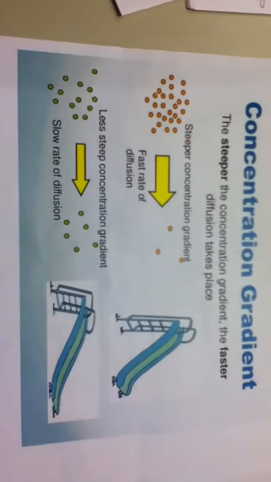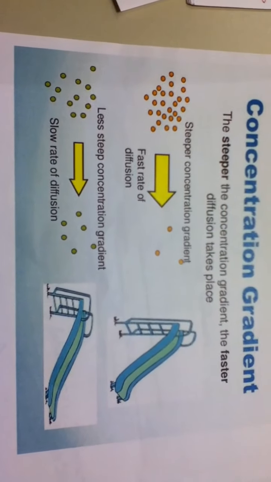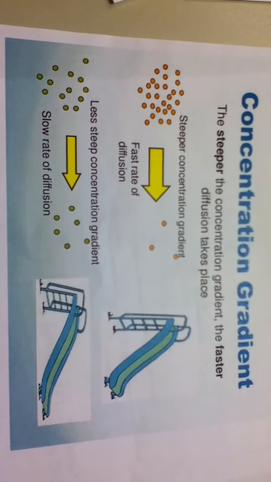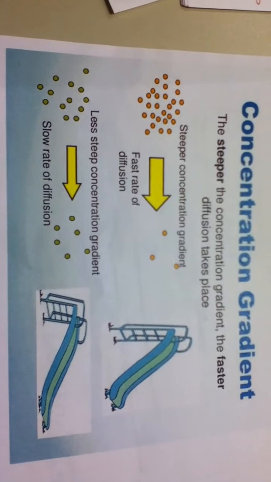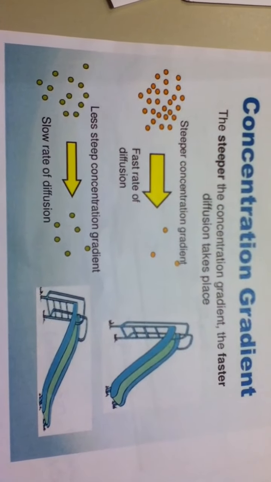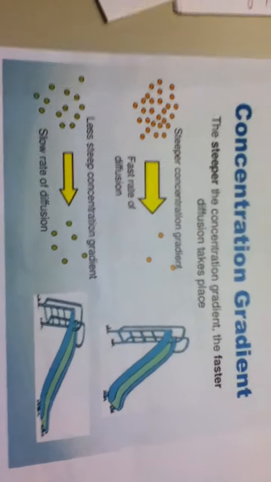This picture kind of helps you see it in terms of like a sliding board. If the sliding board is really steep, you go down really fast. And if the sliding board isn't really steep, you kind of drag on down there. So that's a good picture to help you understand the concentration gradient. It just means that there's more of something on one side of the cell membrane.